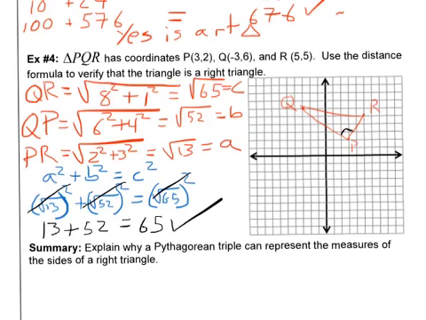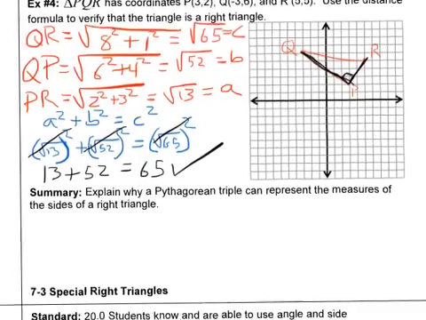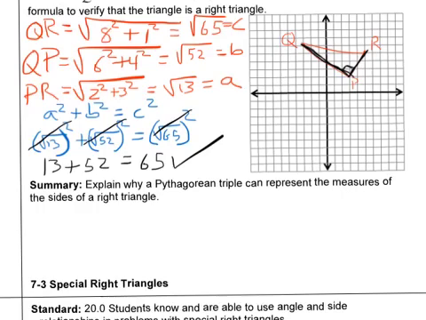That means that that is a right angle. It also means that these lines here, PR and QP, are perpendicular. So it's kind of neat just from that one problem. So the summary is: explain why a Pythagorean triple can represent the measure of the sides of a right triangle. So go back to the Pythagorean triple and see if you can explain why that will always work. Okay. Adios.